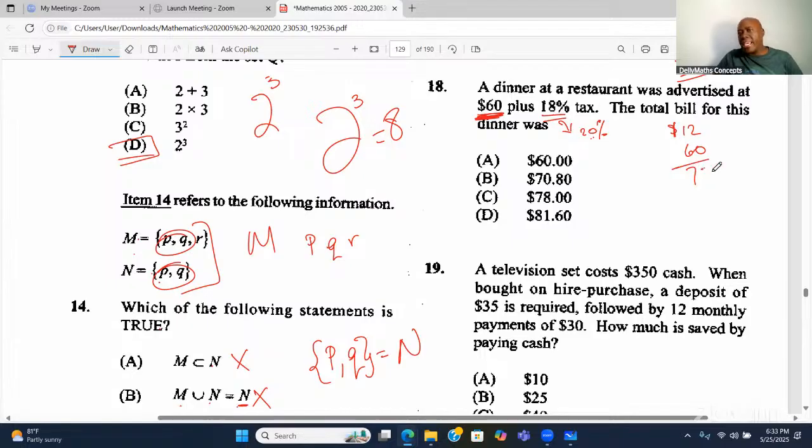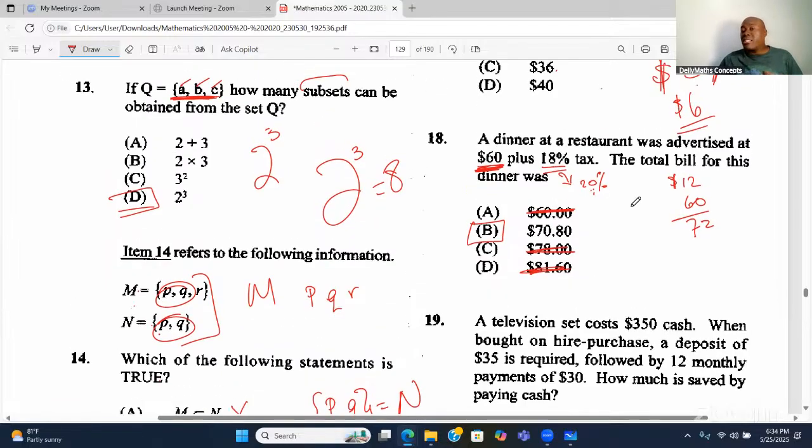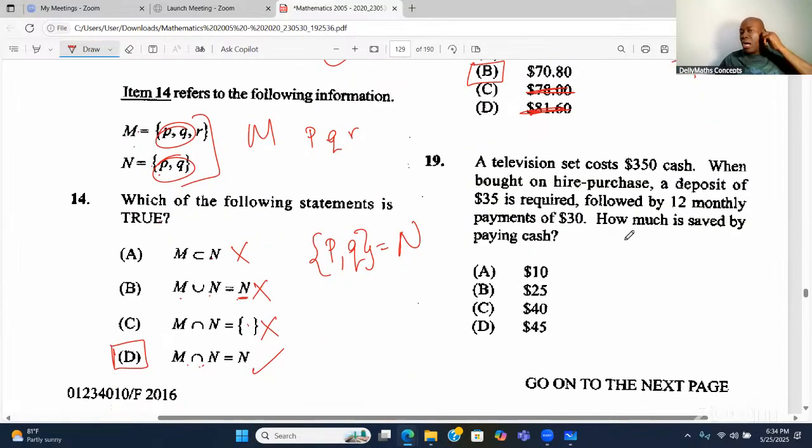$72 I would have paid if it was 20. That means my answer must be a little bit less than 72 because it's 18, not 20. It can't be 60. It can't be more than 72. Without working, my answer is B. That's how we're setting up because we understand what's going on. 20% is 72, but I'm not going 72, but I know it's more than 60. It's 70.8. So you're not even going to work this down to the T. The answer is B. All right, let's keep going.